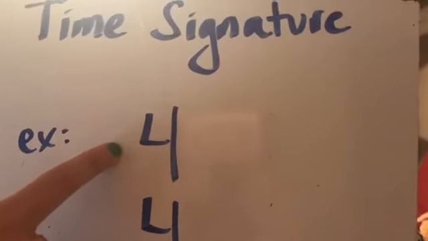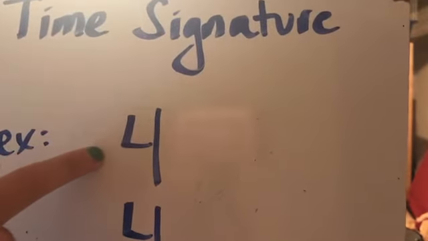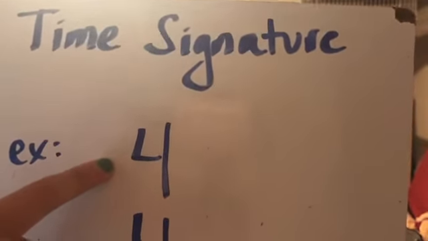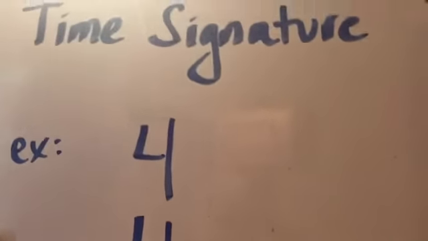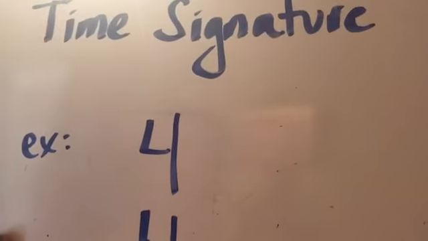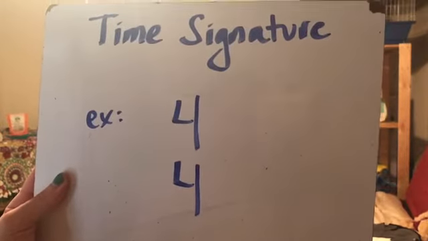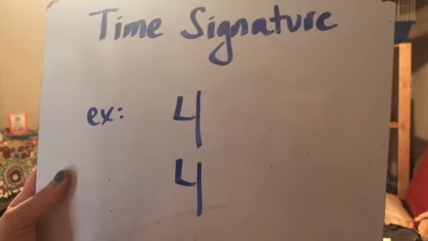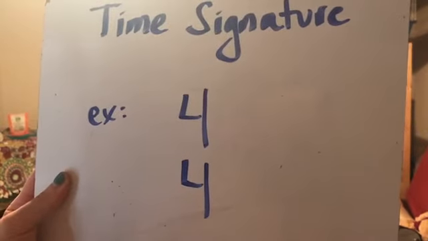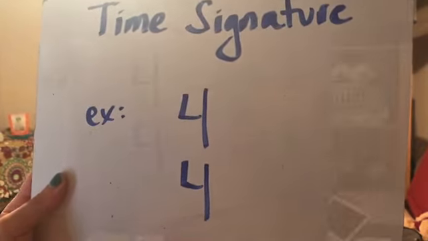Your top number tells you how many beats are going to be in each measure. So I have here a 4. So I know we are going to have 4 beats in each measure of the song. This means that every measure will have the same number of beats. It does not change unless it is specified or indicated.